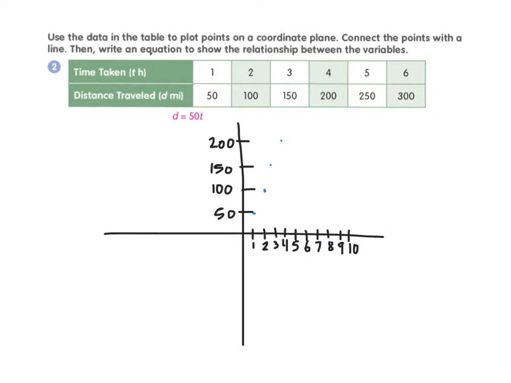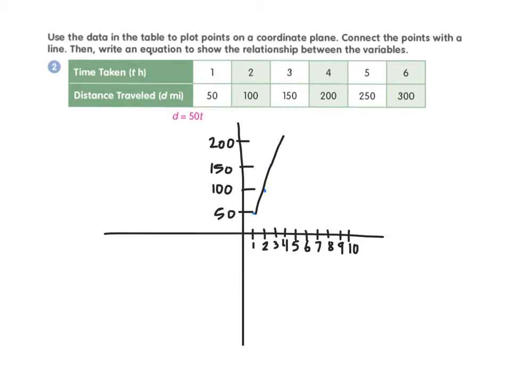All right, so here's the answer. The first part said to plot the points and then to connect them. So I haven't connected it yet because I wanted you to see where all the dots were. So I put 1, 50, 2, 100, 3, 150, and 4, 200. I ran out of space, so I didn't do the last two, but that's okay. So they would still be on the same line as everything else. So this is where all the dots would go, and then you could connect the dots, and you could make it form a line like this.